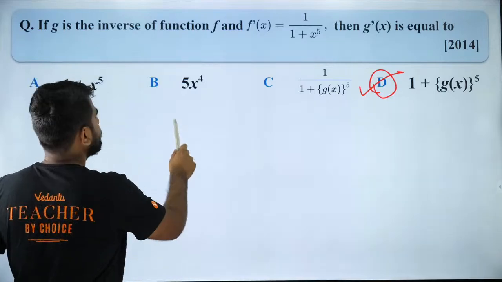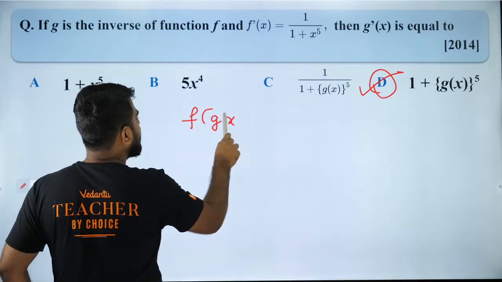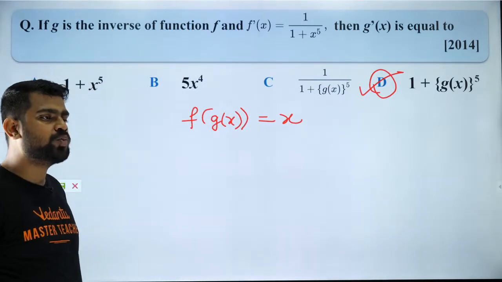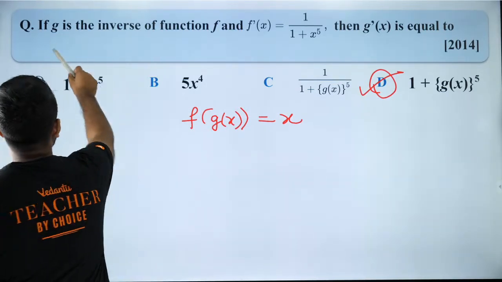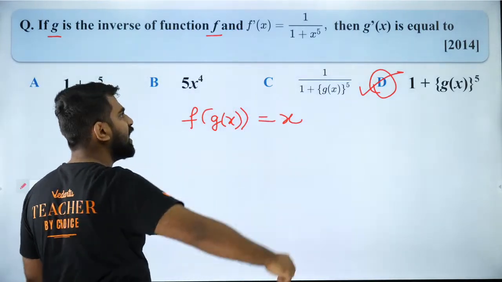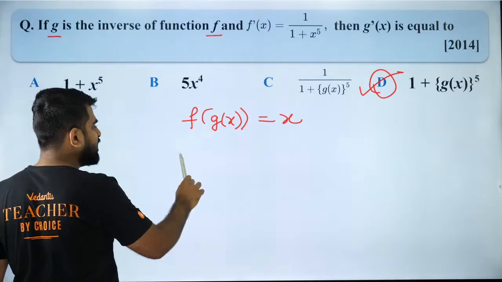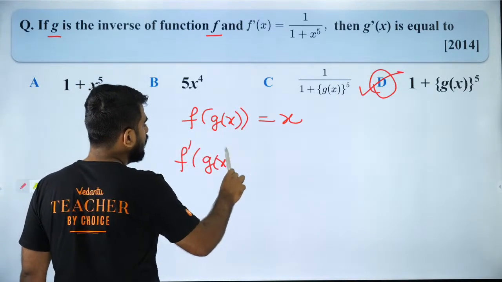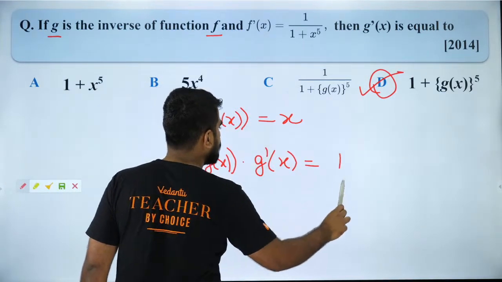So first of all, can I say f of g of x is equal to x? Did you all understand that? Because that is what we mean by inverse of a function. So if you have g to be the inverse of f, that means f of g is equal to x. That is the meaning of inverse. Now I will differentiate. So f dash of g of x into g dash of x, because chain rule, is equal to 1.